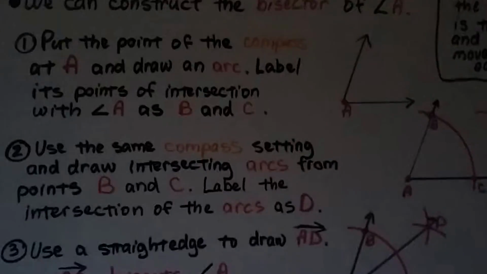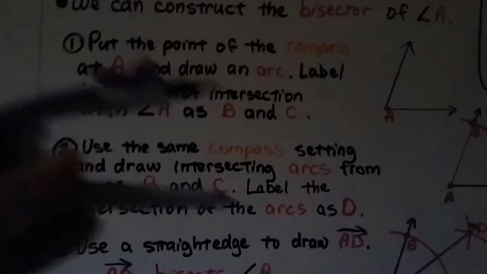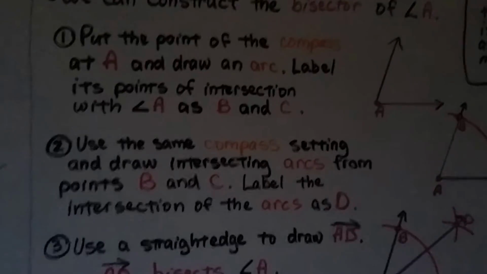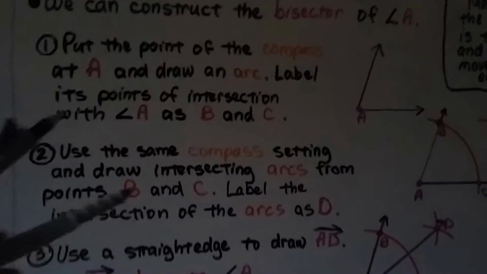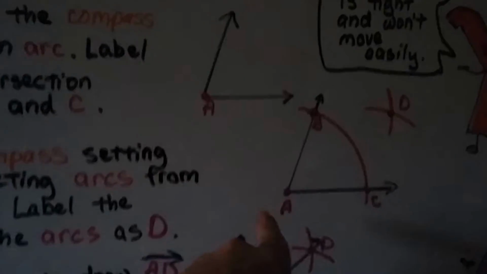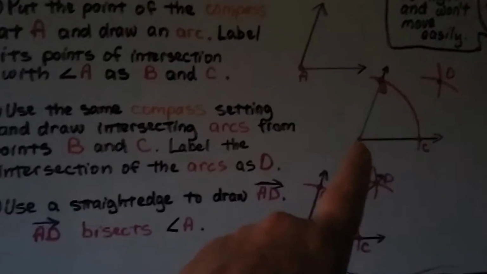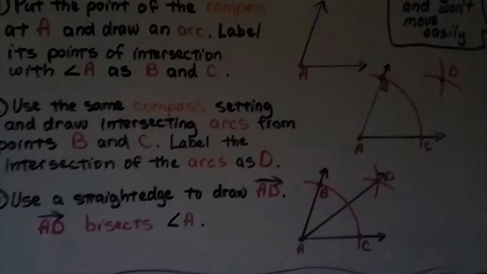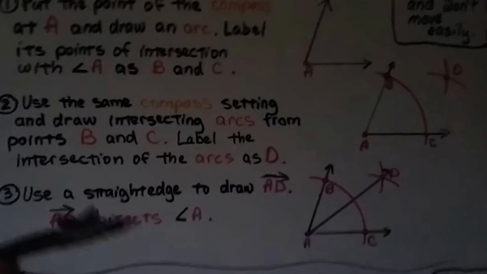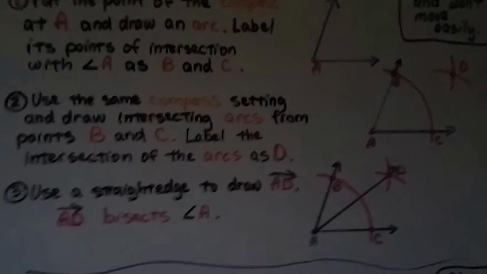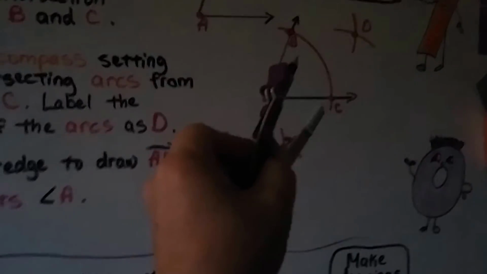Let's see if I can do this with one hand again. All right, so here we've got our compass, and we put the point of the compass at A, and we make an arc, okay? We're just going to go like that. And we're going to make intersections B and C. We use the same compass setting, we don't move the compass, and we draw intersecting arcs from points B and C. So once we make this arc from A, we're going to put the point on C and make this arc, and put the point on B and make this arc, see?